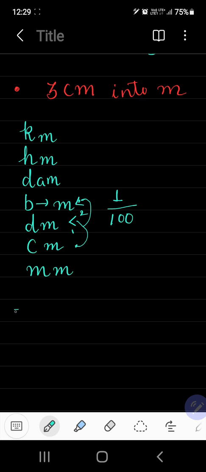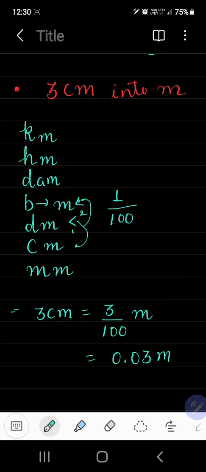So now we will write 3 centimeter equals to 3 upon 100 meter, which is equals to 0.03 meter. 2 zeros means decimal place will come after 2 decimal places. So this is the way with which we can convert a smaller unit into bigger unit. Now let's do one more question.